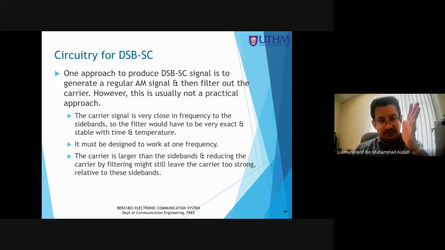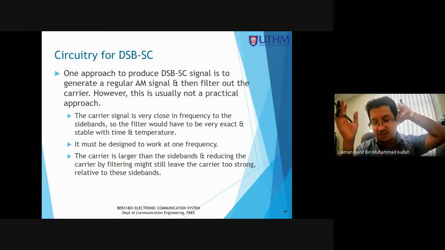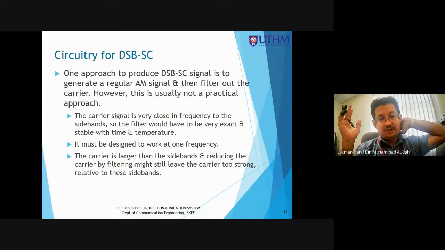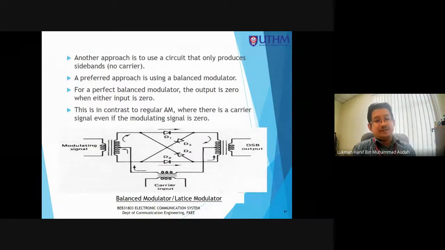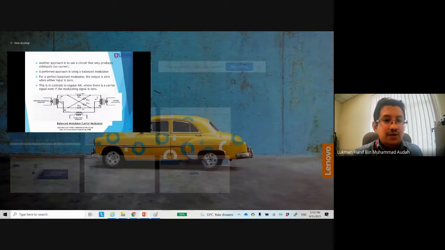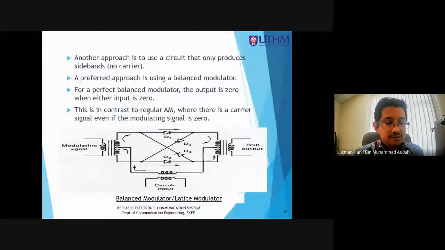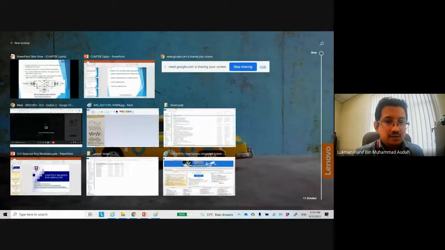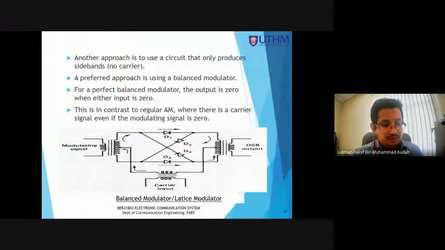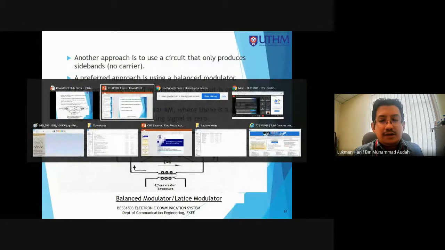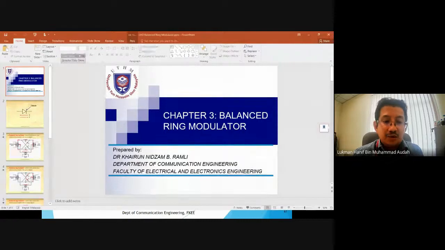Kita nak menghasilkan double sideband suppressed carrier, means that we want to produce a signal without the carrier component. So we can use a balance modulator. This is what we call as the balance modulator, okay, ataupun lattice modulator. Okay, so ini sebenarnya ada diterangkan dalam slide. Saya ada berikan juga slide yang ini, balance ring modulator.